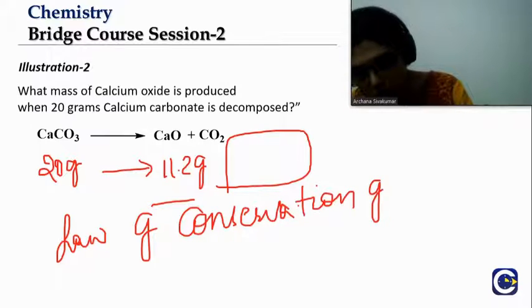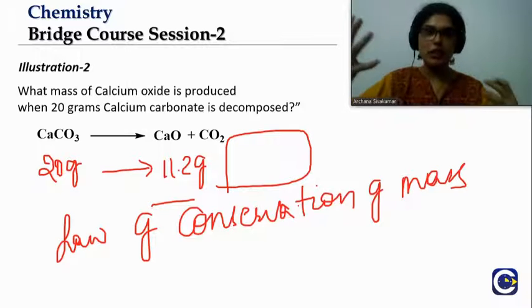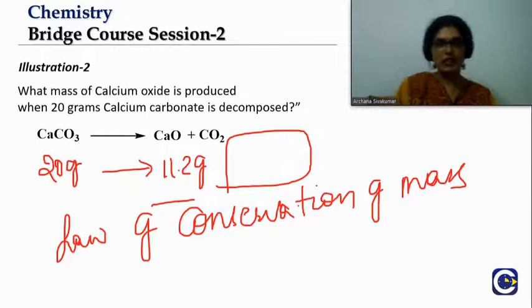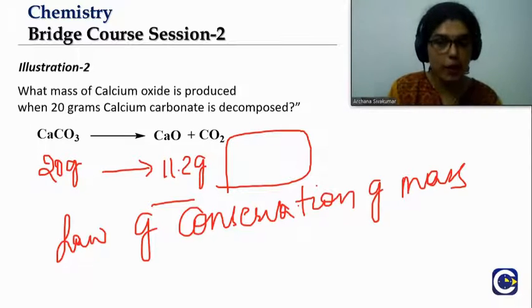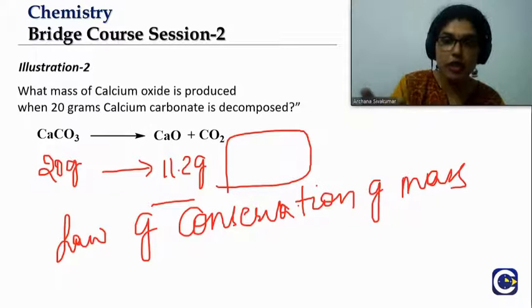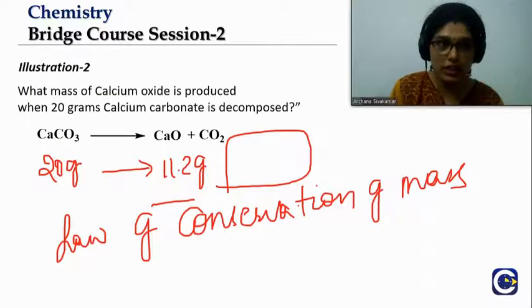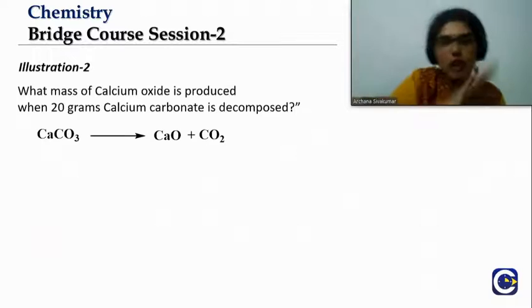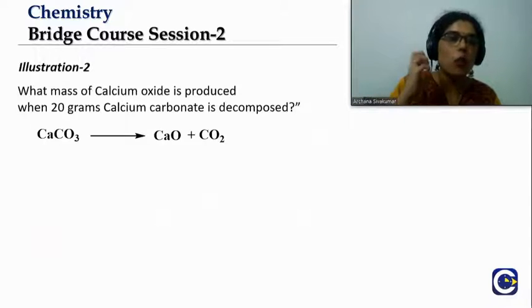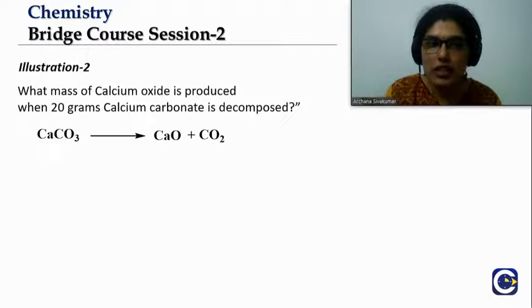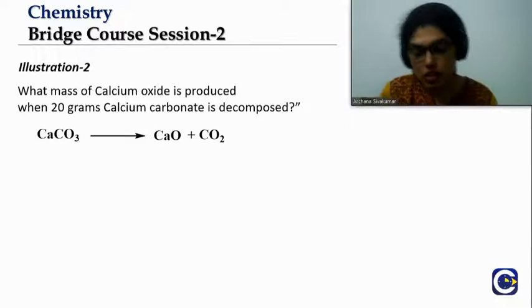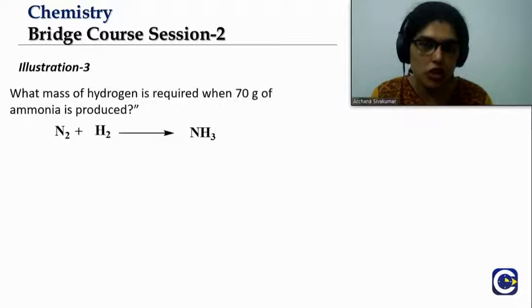According to the law of conservation of mass, the left hand side mass should be equal to the right hand side mass. So using that, 20 minus 11.2, whatever is the value you get, 7.8 grams, should be giving you exactly the carbon dioxide. So you don't have to again do all this mole ratio to find out the mass of carbon dioxide, if you have already found the mass of calcium oxide released. So this is an example of a decomposition reaction.